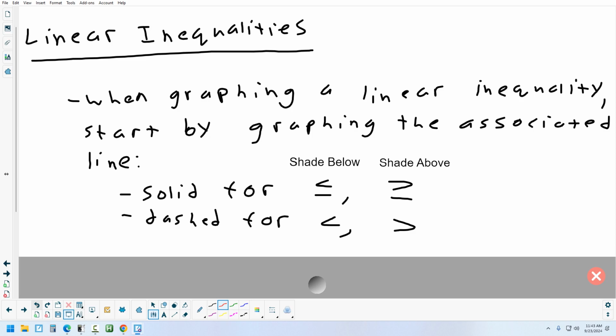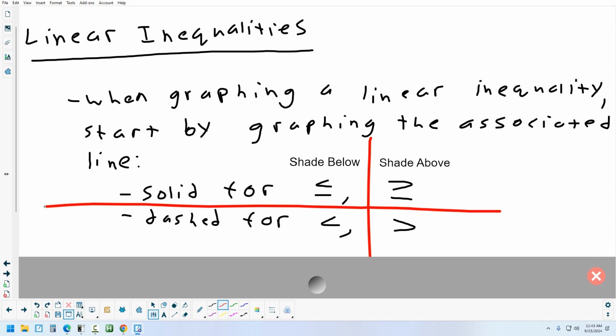I've made a little chart here that kind of explains when to do the shading. If you have a solid line, that's a less than or equal to or greater than or equal to. Those two symbols are the solid line. Less than and greater than, those are the dotted lines. Any kind of less than symbol is a shade below. Any kind of greater than is a shade above.